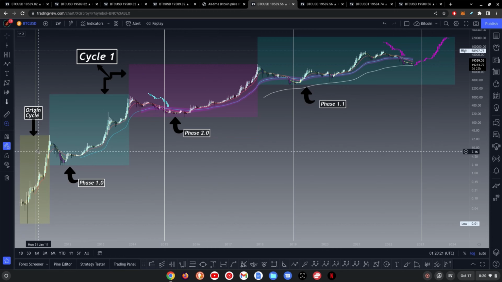But if we zoom in here on this origin cycle, let me point this out before I do that. You can count this right here as one peak, this one is a 2, this one is 3, and then right here is 4. So 4 peaks in total.